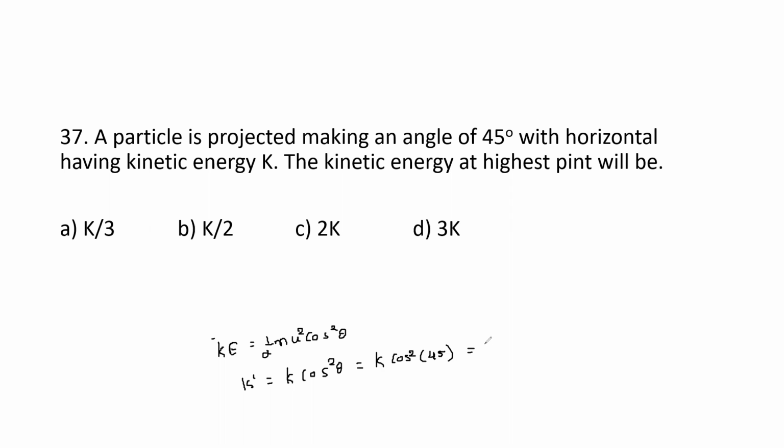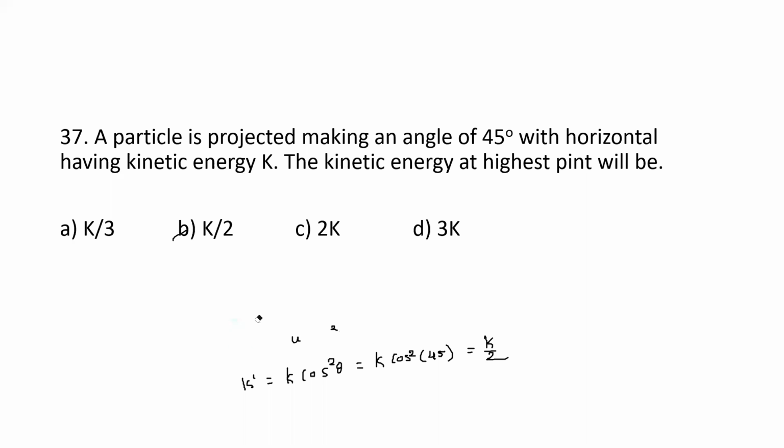Therefore, cos 45 degrees is how much? It is 1 divided by root 2. So cos square, 1 by root 2 squared, is nothing but 1 by 2. Therefore, it is written as K by 2. So the kinetic energy at the highest point, K dash is equal to K cos square 45, is nothing but K divided by 2. That is, option B is the right option here.